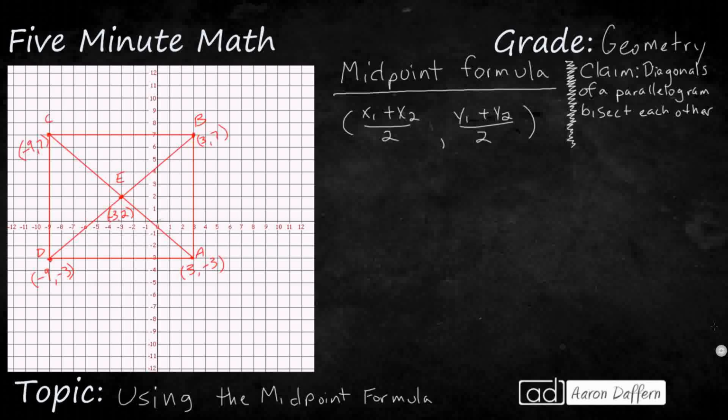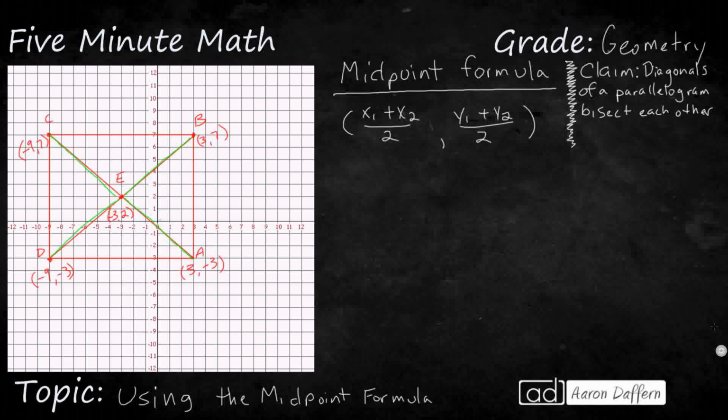So we have rectangle ABCD here, and we already have drawn the diagonals DB and CA, and it looks like they meet in the middle at point E. But how do we know that those line segments actually are equal to each other? CE and EA, are those two line segments congruent? What about DE and EB? Are those two line segments congruent? Because if those line segments are congruent, then we can say they bisect each other.